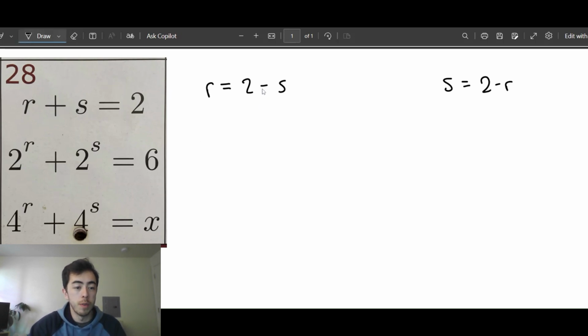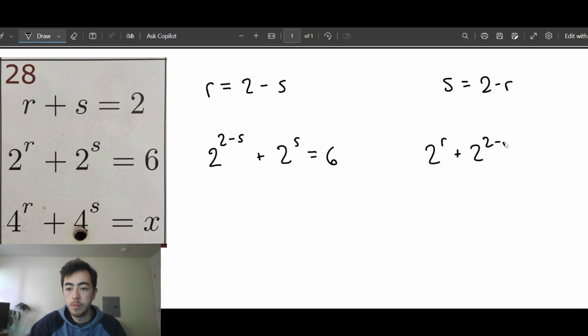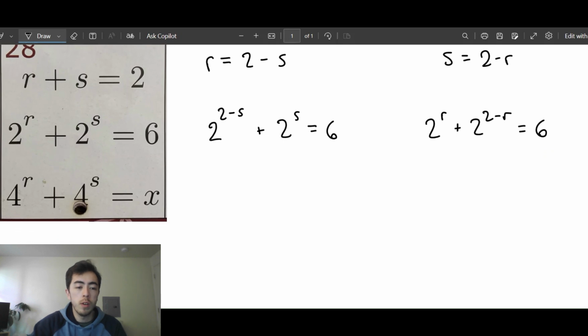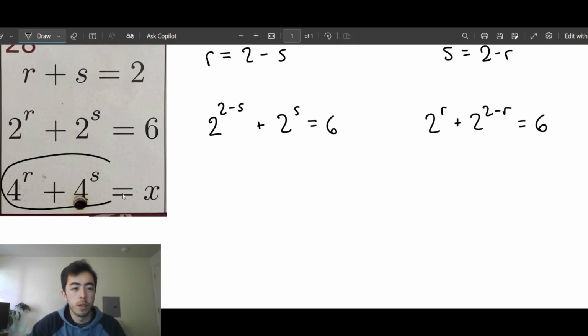So if r is equal to 2 minus s, I could do 2 to the power of 2 minus s, because that's the same as r. And I'll leave the rest of this equation the same. Over here, I will substitute out the s, and so I'll get something that looks like this. And then let's do some factoring. My overall goal was to find a 4 to the power of r or 4 to the power of s. And I think if I factor out a 2 to the power of negative s, I'm going to get what I want.